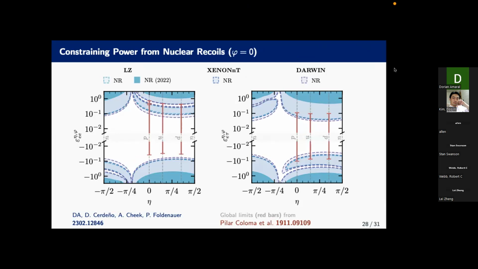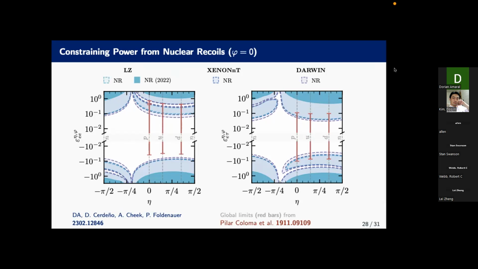So it's a bit busy. The lowest ones, so this purple, will be Darwin, and then that will be followed by XENONnT and then LZ. And these red bars here are from the global allowed intervals derived by Coloma, Michele, and the Madrid people.